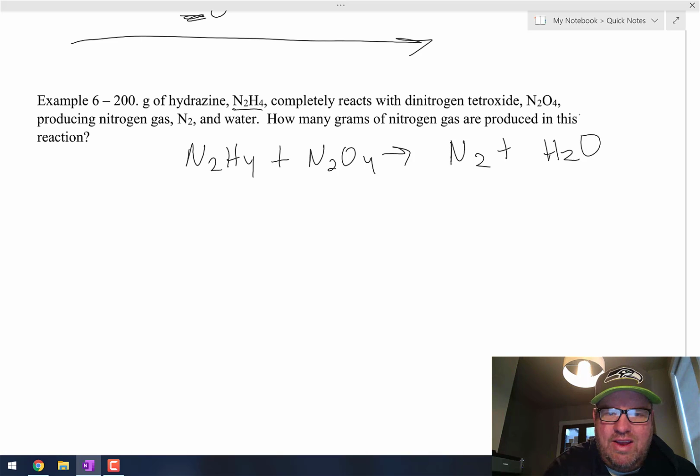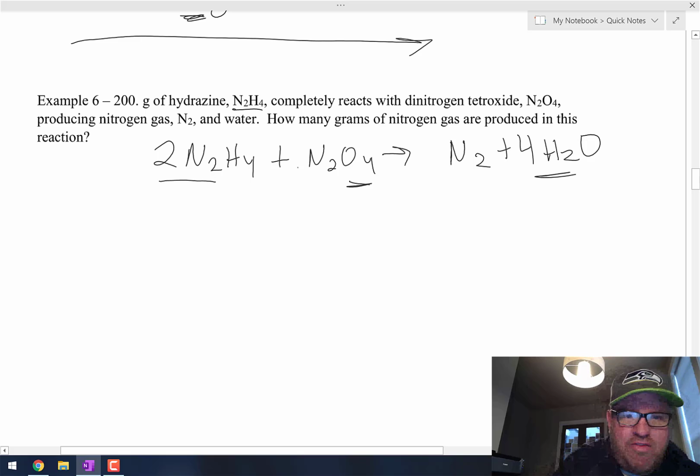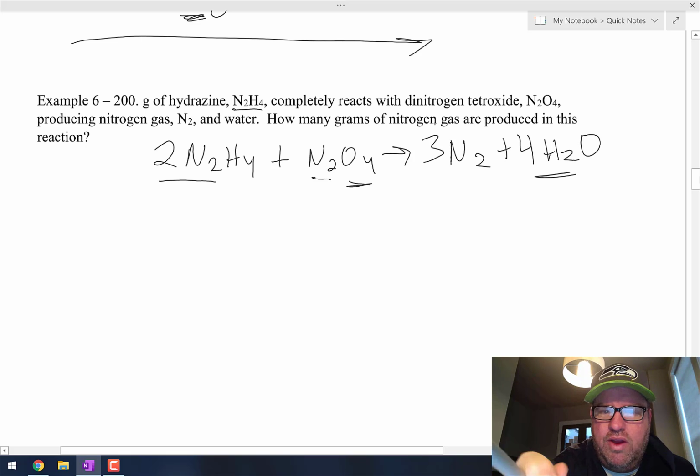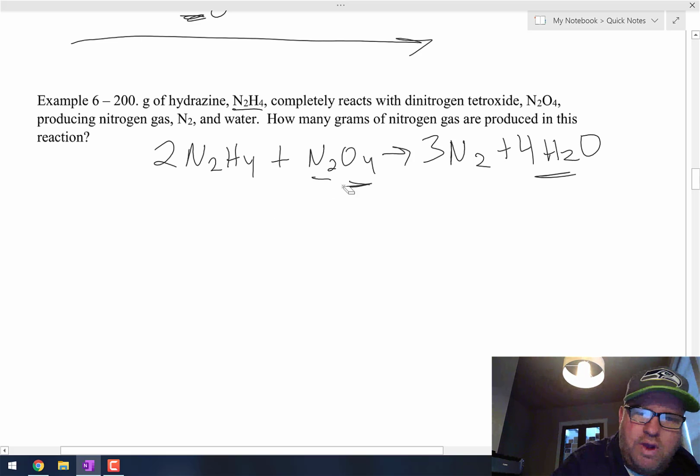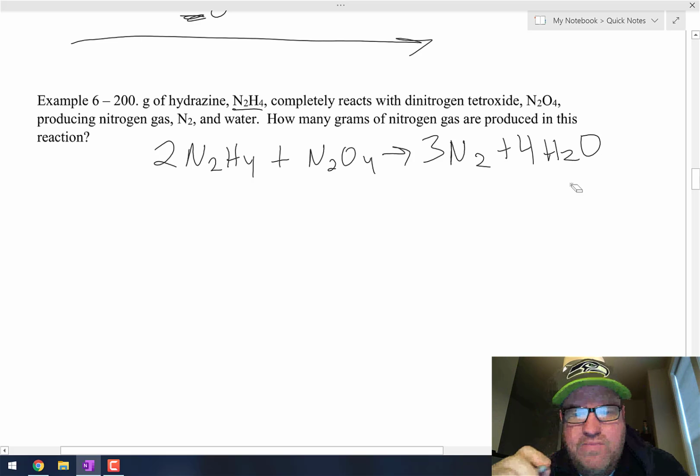So again, it doesn't really matter where we start. Let's start with oxygens. I've got 4 oxygens here on the left. Here I only have 1, so I'm going to put a 4 there. That makes 8 hydrogens. So I need a 2 there to make 8 hydrogens. And now that means I have 4 plus another 2. That's 6 nitrogens. So I need a 3 right there. Okay, and now that equation is balanced. That's not a super easy one to balance, but it's not too bad, hopefully.